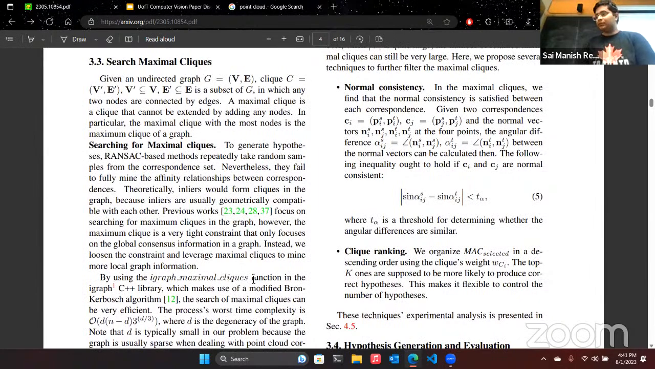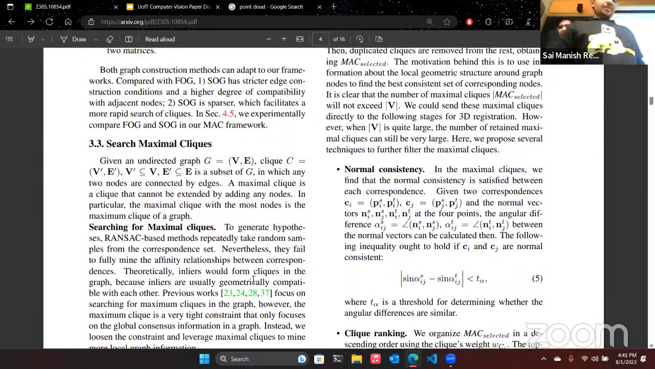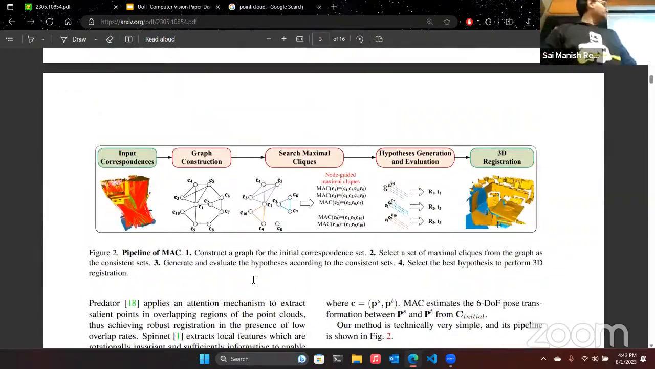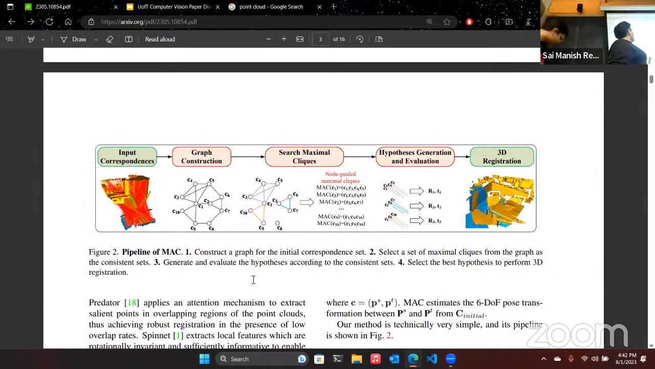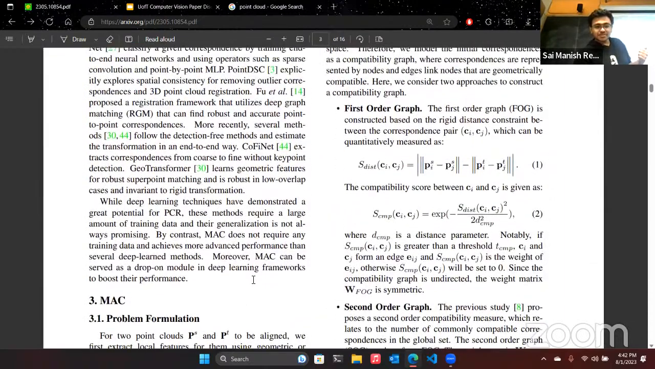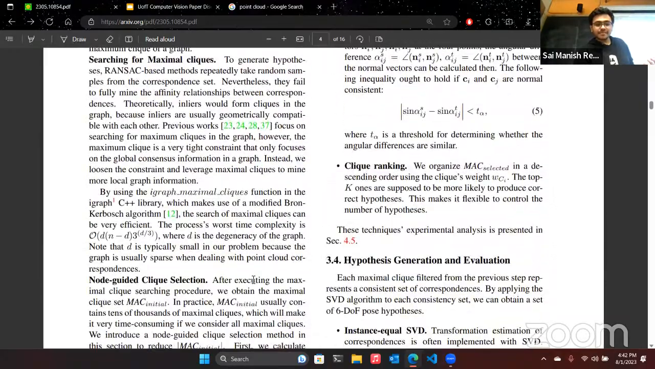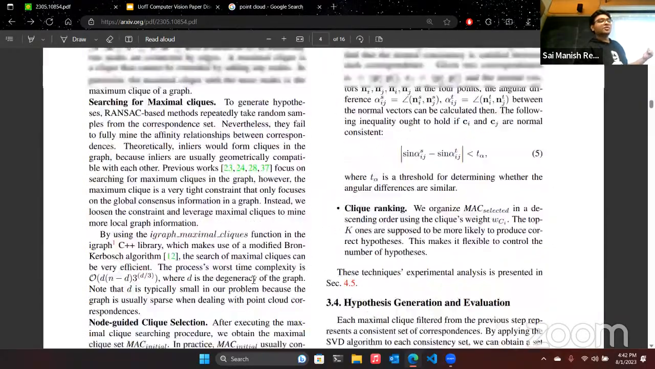Now about searching maximal cliques. Once you make the graph, we need to search for maximal cliques. So this is the graph, and here we made the graph. Now to find the maximal cliques, we use the Bron–Kerbosch algorithm.